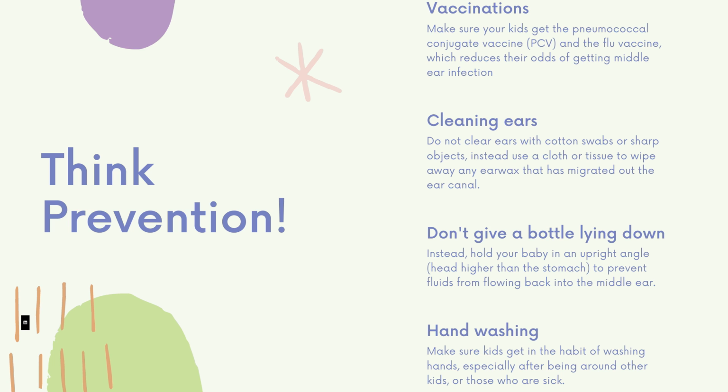Here are some ways we can prevent ear infections. First is vaccinations. Make sure your kids get the PCV vaccination or the flu vaccine, which decreases their odds of getting middle ear infections. Next is cleaning the ears. Do not clean ears with cotton swabs or sharp objects. Instead, use a cloth or tissue to wipe away any earwax that has migrated out of the ear canal.